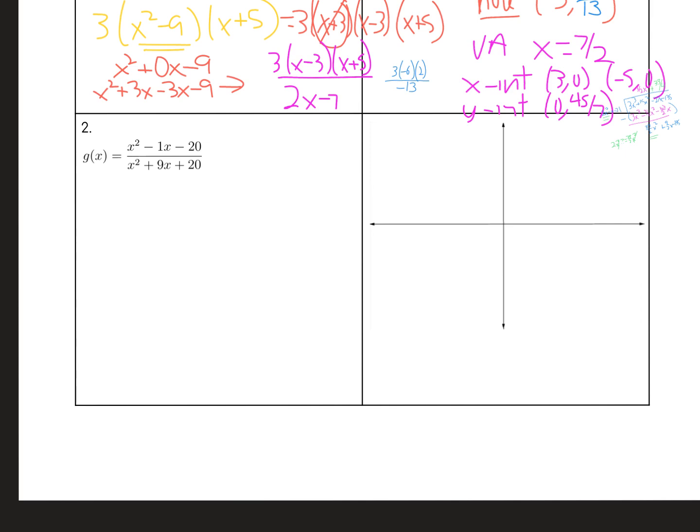You should factor the top and bottom. I'm going to do that quickly, but if you need to write it out, write it out.